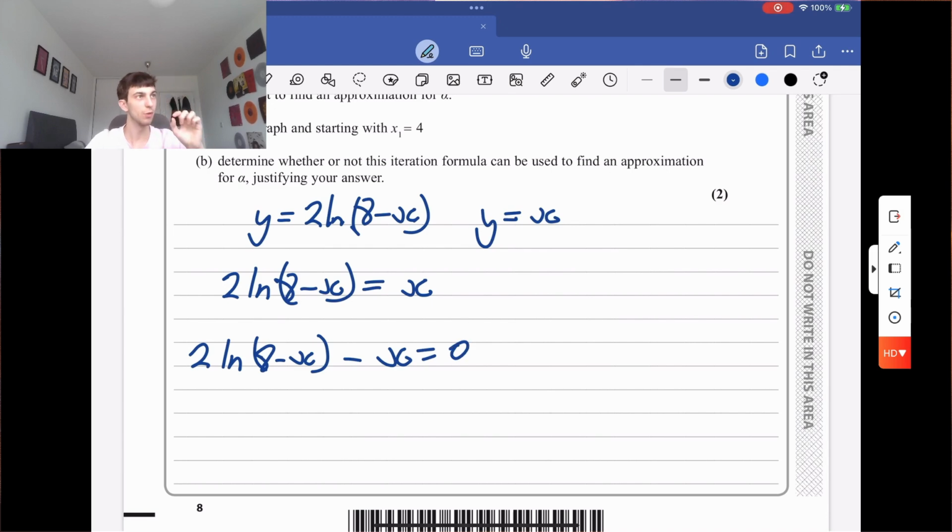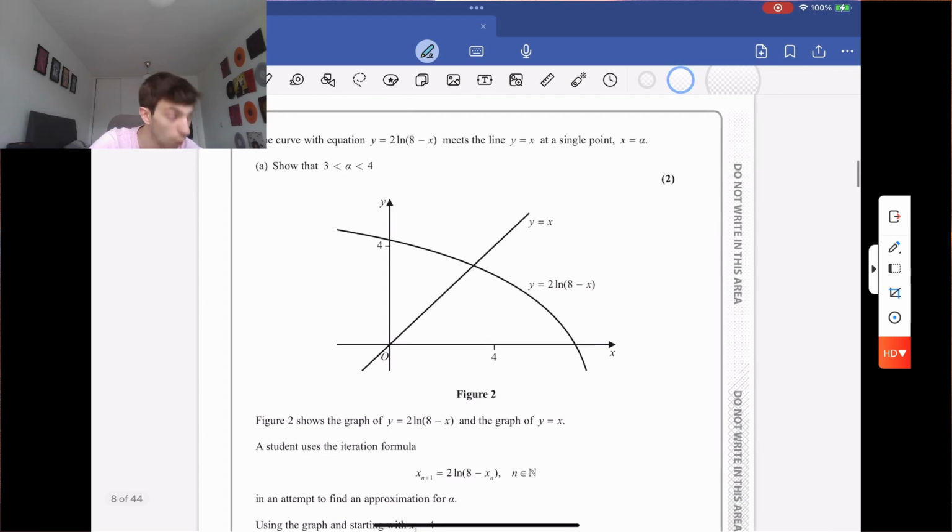So what we can do here is plug in 3 and 4, and if we see a change of sign, then the true root must lie between those x values. Quickly, let me explain that. If we plug in 4, we can see that our line, y equals x, is above our curve. There we go, it's above our curve.